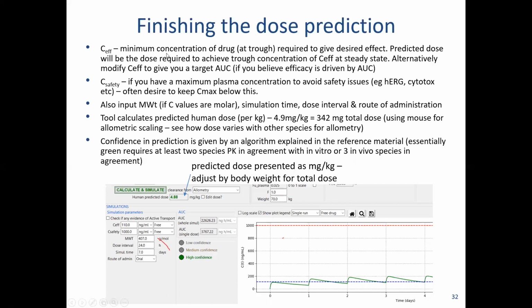But for CF and C safety, what that gives you essentially is the CF is the concentration, the way the tool works, that must be reached so that Cmin equals CF at steady state. And that blue line will be plotted. That's the CF efficacious plotted on the concentration time graph, and C safety is also plotted. So it gives you a visual way of looking at perhaps how the Cmax is related to the safety concentration and roughly where you are in relation to the safety margin.